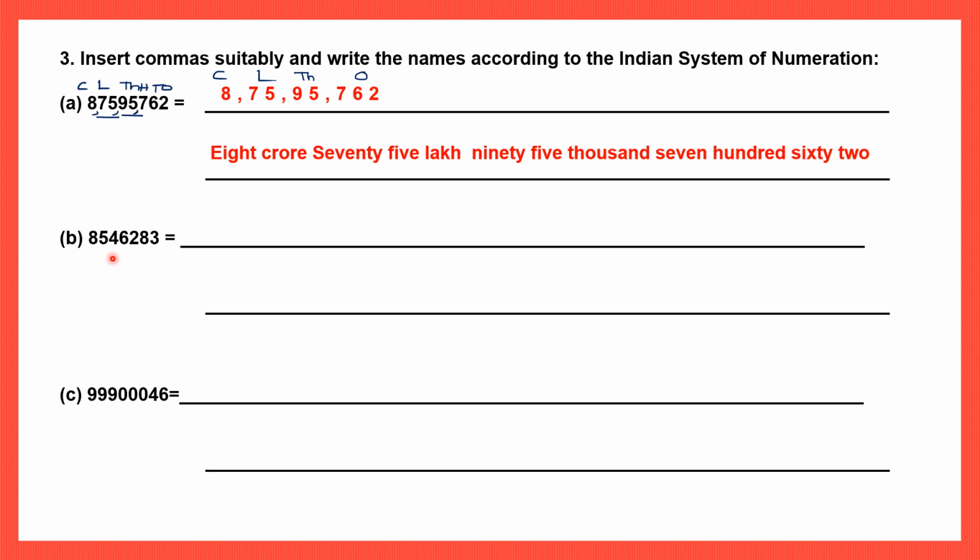Let's go to the next one. Now here also let's place commas. So we have ones, tens, hundreds. So this is the ones period. So the comma comes here. 1,000, 10,000 is a thousands period. Comma comes.